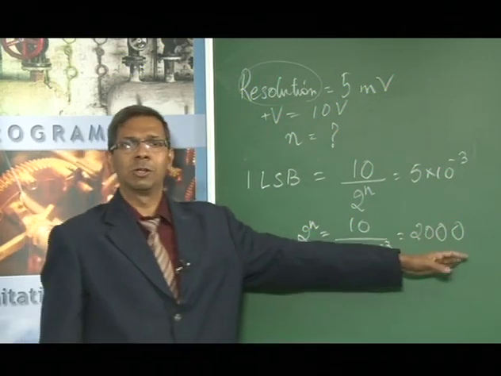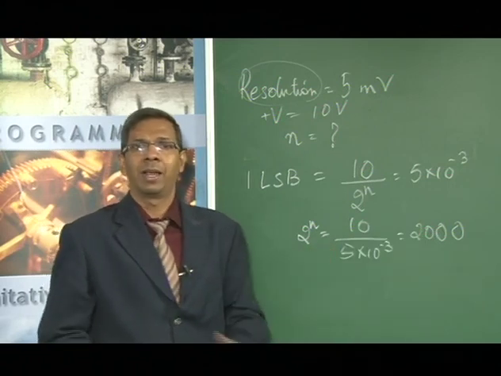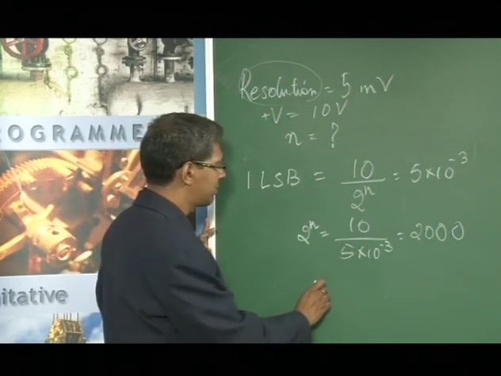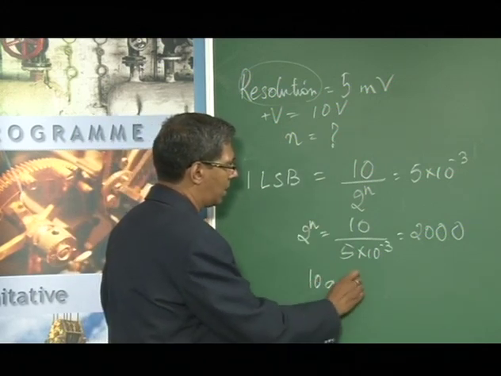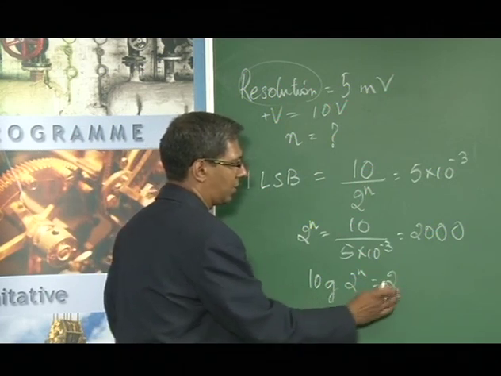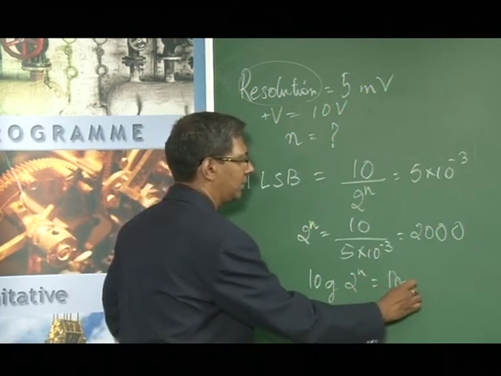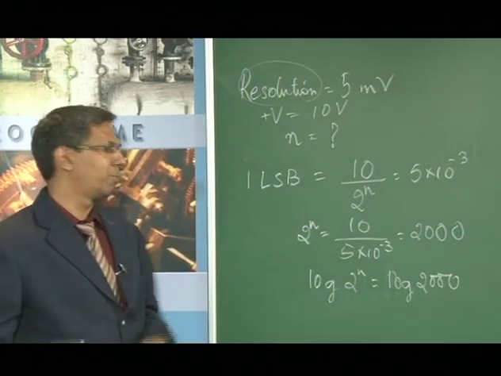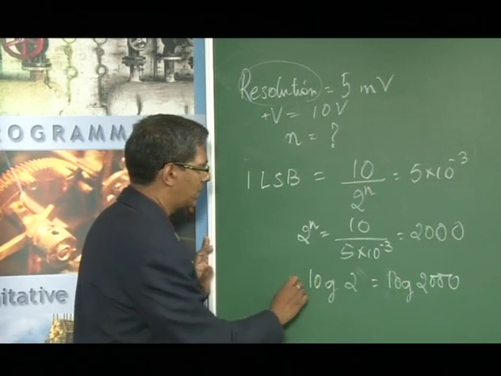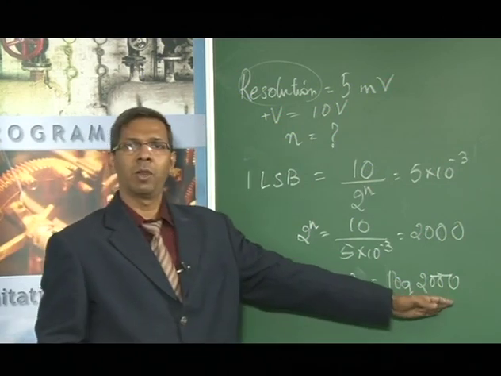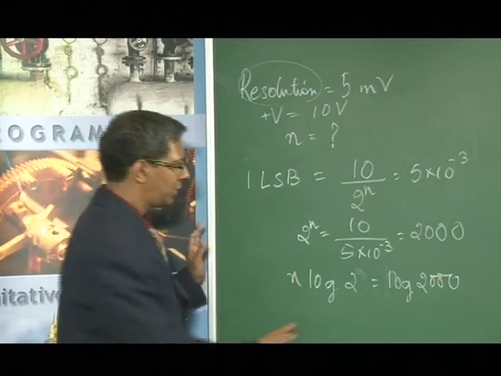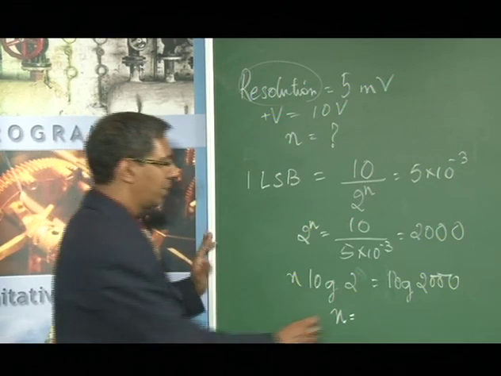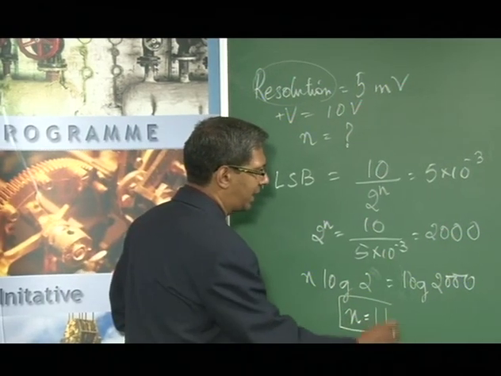So if 2 raised to n is 2000, find what is n. You can either apply log on both sides or you can do 2000 raised to 1 upon n, whatever the case may be. I would prefer to do log. 2 raised to n is 2000, applying log on both sides. Now this becomes n log 2. So n log of 2 is going to be log of 2000. If we solve this, eventually you are going to get a value of n which is around 10.97 or something. We can't take 10.97, so we take it as 11.